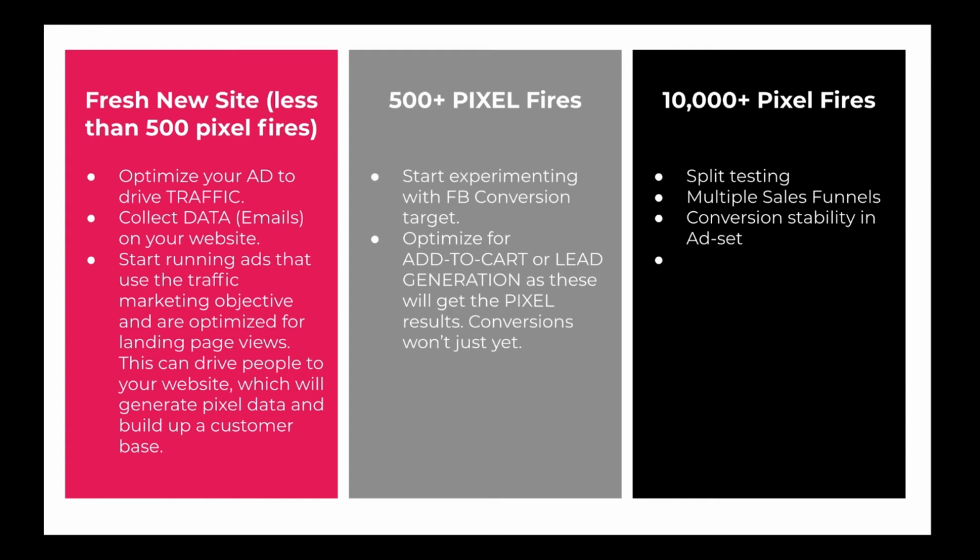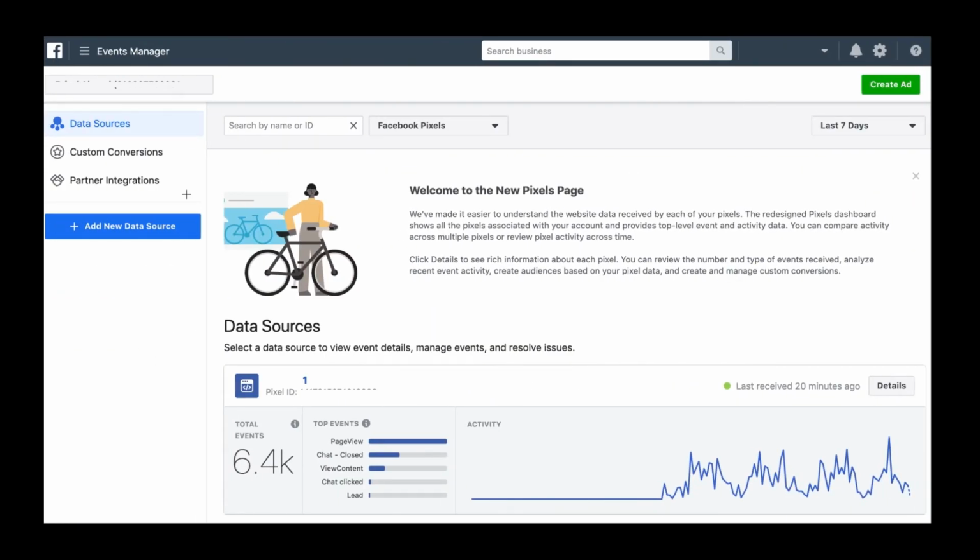Now, this is kind of a layout and a plan of how we're going to be building your Facebook ads and scaling them in the future. Right now, you have a fresh new site. You have less than 500 pixel fires. We're going to be saying pixel fires a lot. What are they? A pixel fire is an event.